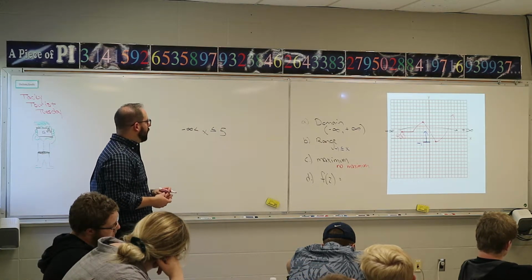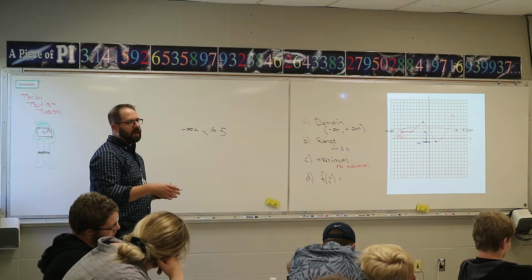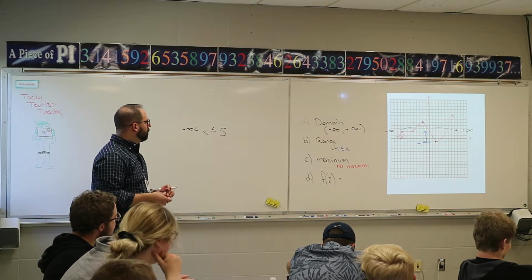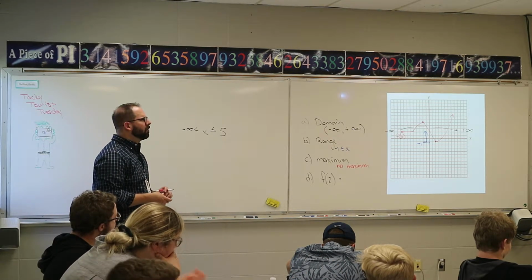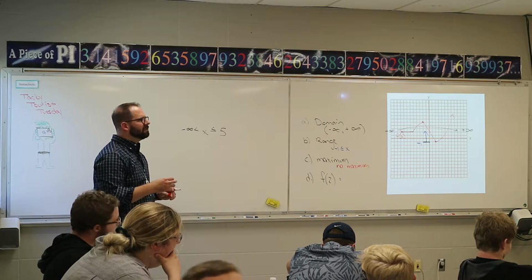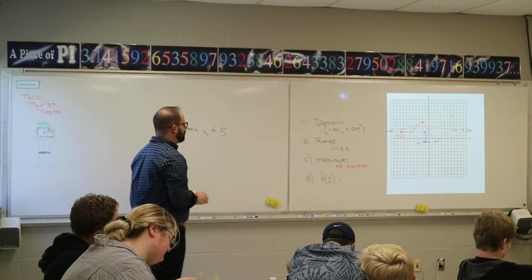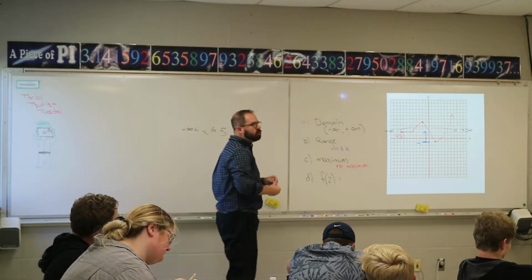You can put no maximum, or, I don't know how the book would write it. I think they just say maybe it's not applicable or something like that. I would say just no maximum. All right, what about f of 2?